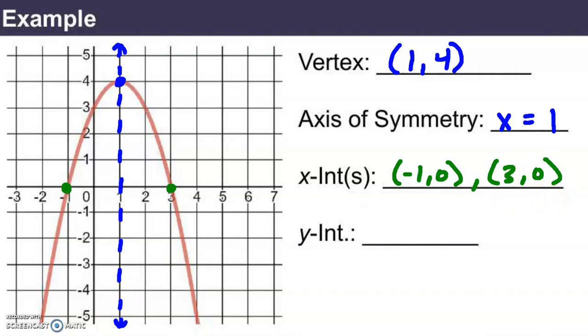Can you find the y-intercept? Yeah, it's right here. The y-intercept is where the parabola crosses the y-axis, the vertical axis. That's when y is 3, and when y is 3, x is 0. That's the ordered pair 0, 3.